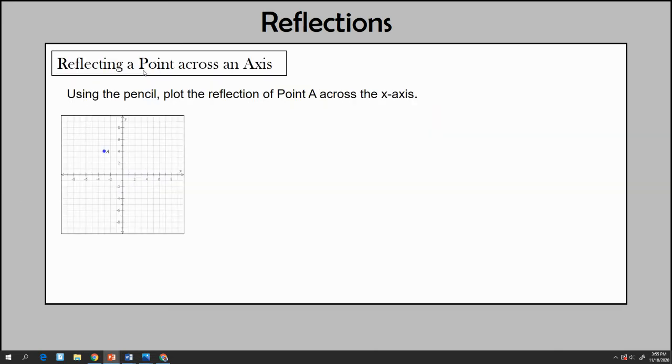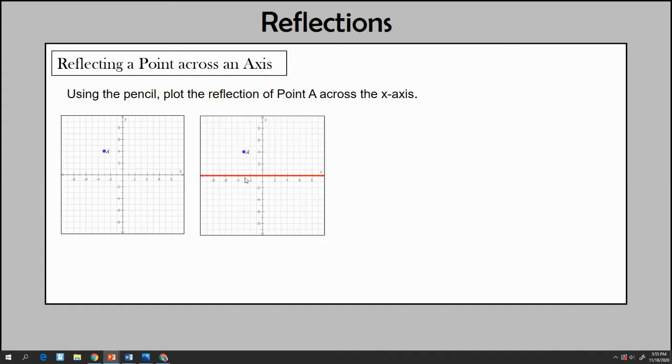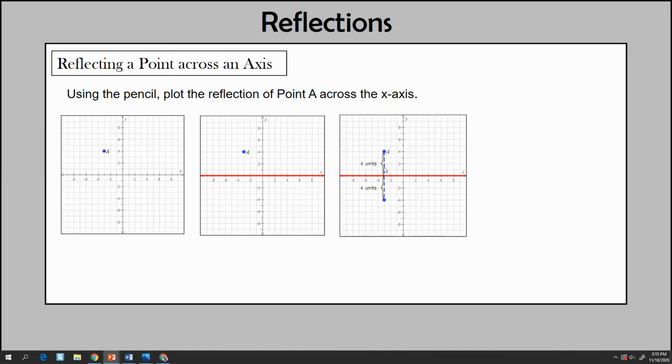So first of all, here's something simple. Reflect the point across an axis using the pencil. This is the pencil on the Alex program. Plot the point of reflection of A across the x-axis. If I'm going to reflect A across the x-axis, first of all, we have to identify the x-axis correctly. So this red line is the x-axis. Now I'm going to reflect A over this axis. By definition, a reflection is the same distance from the line of symmetry, or the line of reflection.